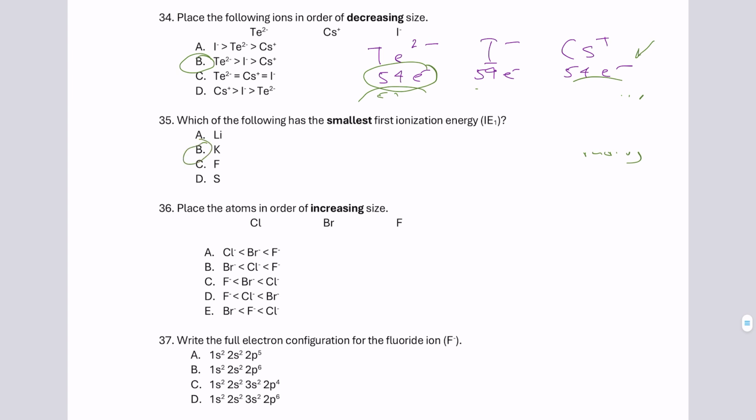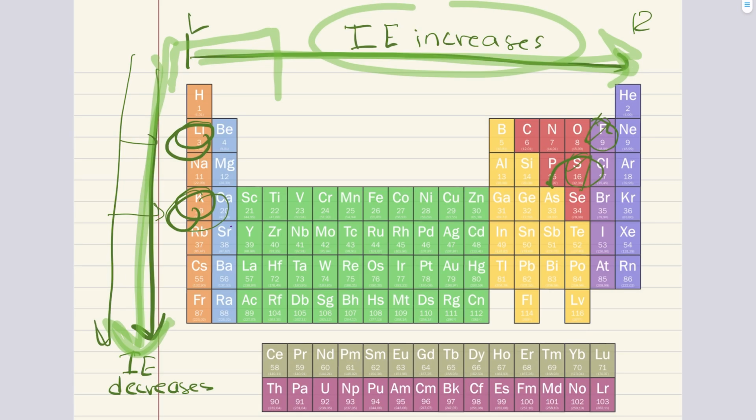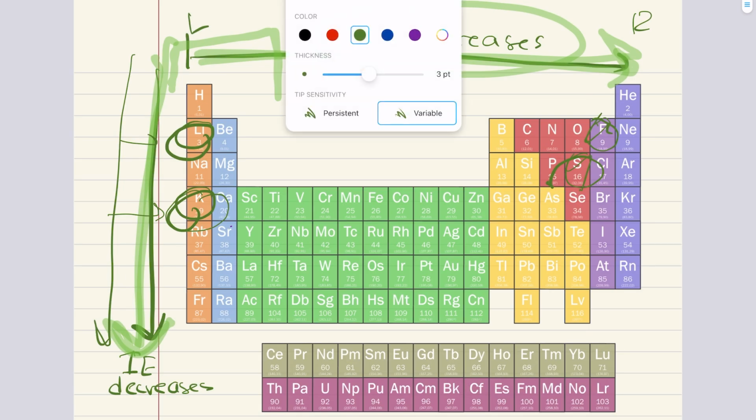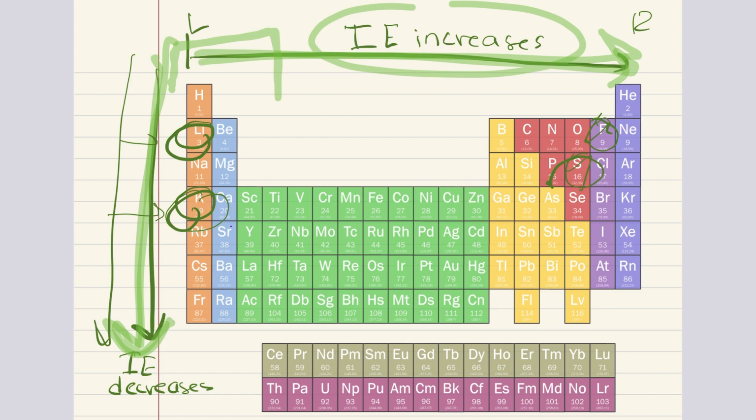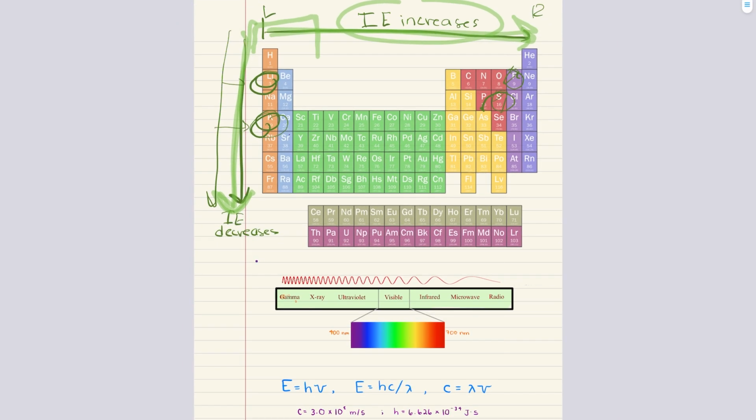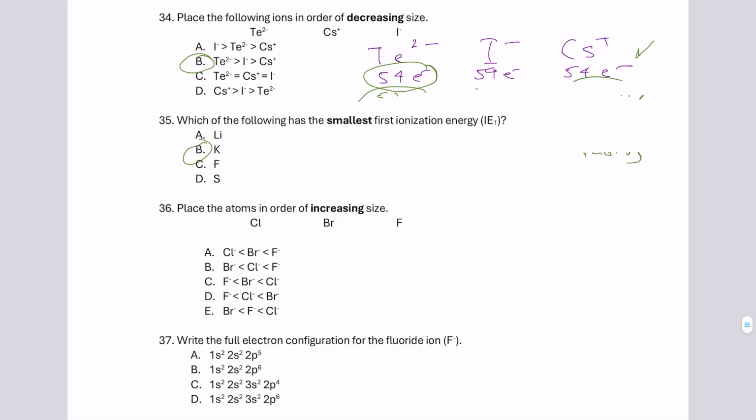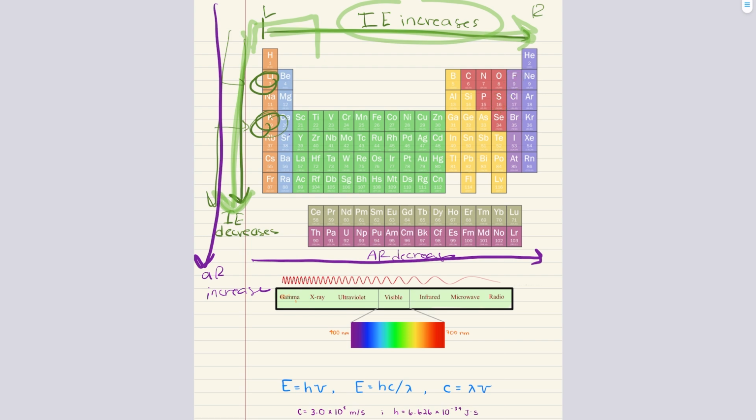36 says, place the atoms in order of increasing size. Let's go back to our periodic table and let's recall what our trend for atomic radius is. Atomic radius is going to decrease across a period, and then it's going to increase going down a group. So if we are looking at placing chlorine, bromine, and fluorine in order of increasing size, let's figure out where they are on the periodic table.